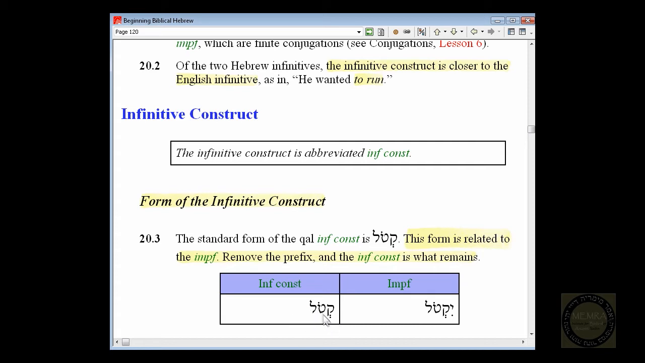So we have shva cholam, and that's going to be the primary pattern for infinitive constructs, shva cholam. Just fix that in your mind. Now, it might be a compound shva. If, for instance, our first consonant is a guttural, then we're going to have one of the compound forms like a hatef patach or something like that, but it's still a shva. It's shva cholam. That's sort of the pattern for the infinitive construct.